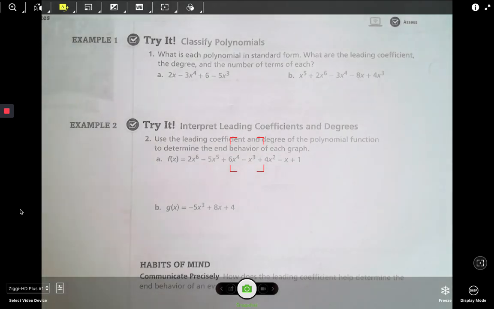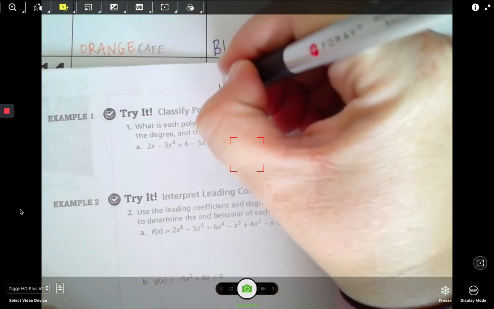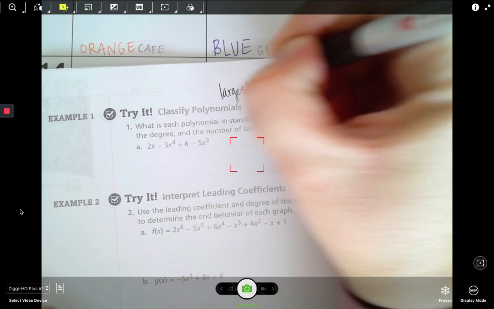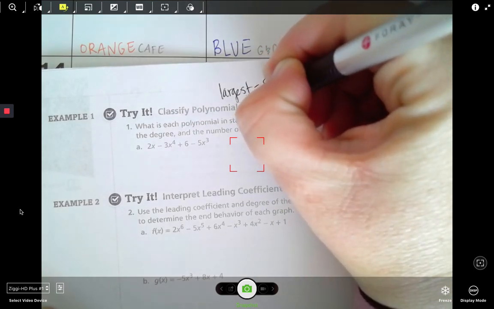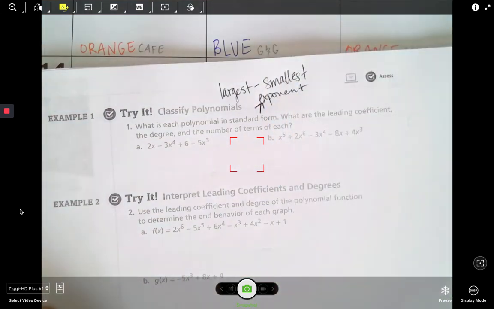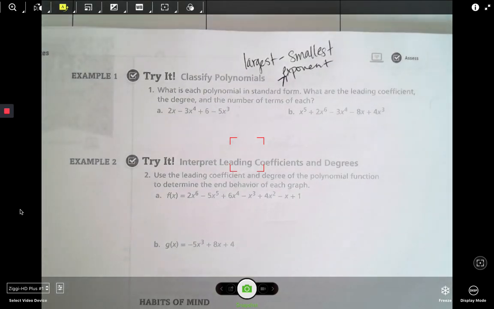All right, what is each polynomial in standard form? So standard form means that it has to be largest to smallest exponent. We have to write it with largest to smallest exponent. What is your leading coefficient? What is the degree? And what are the number of terms of each? So we're actually looking at several vocab words here.